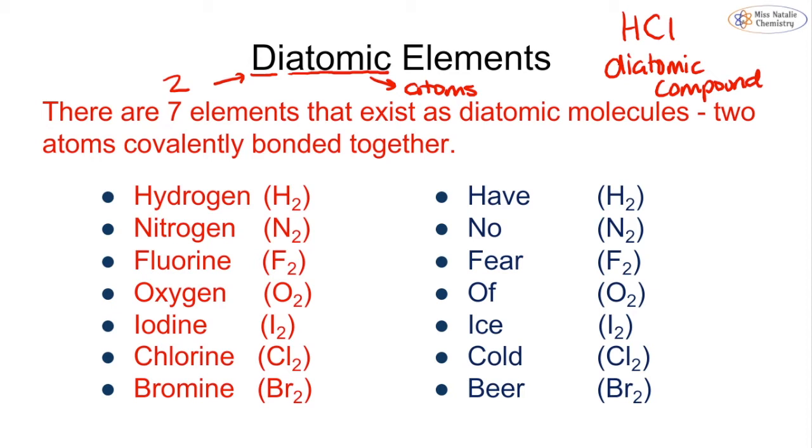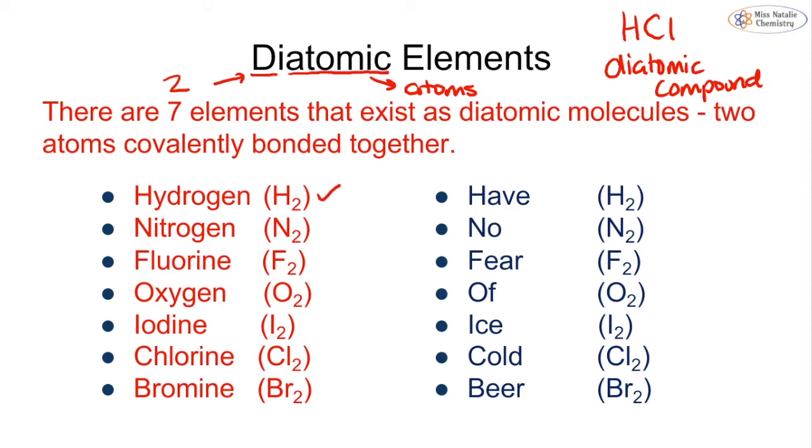So for the 7 diatomic elements, what you should be able to do is to memorize them and then be able to draw out their dot and cross diagrams. So the 7 are hydrogen, nitrogen, fluorine, oxygen, iodine, chlorine, and bromine. So you can see that as group 7 plus hydrogen, nitrogen, and oxygen. And a way to remember it, you could use a mnemonic like have no fear of ice cold beer, or I bring clay for our new house, just in a different order. There are lots of different mnemonics to help you memorise these.